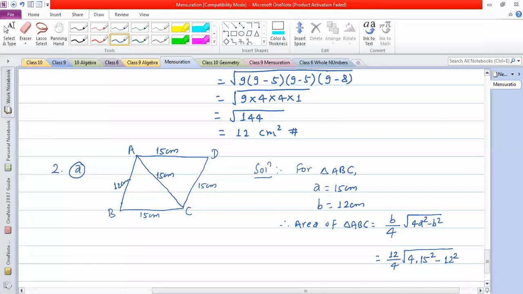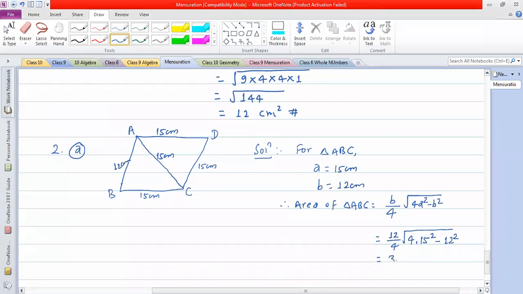Okay, it will be done like this. 12 by 4 is 3, multiply 15 square is 225. 225 fours are how much? 900. After subtracting and finding square root, how much it will come? You can tell me.